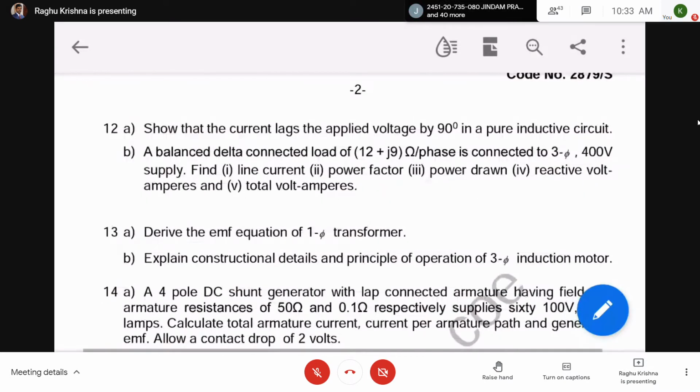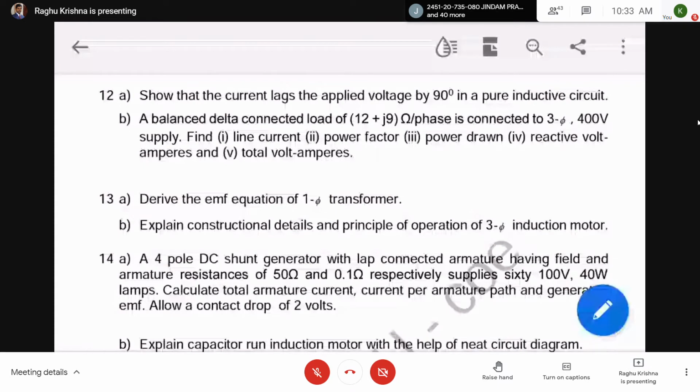So next, see the 13th one. Derive the EMF equation of single phase transformer. It is given in this paper also. EMF equation of a single phase transformer. So next.